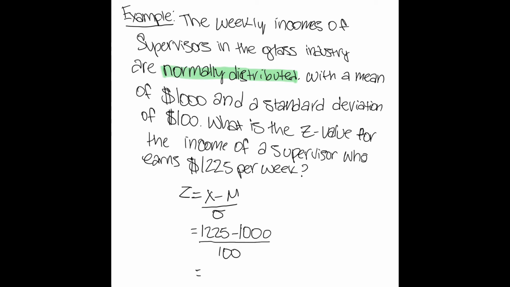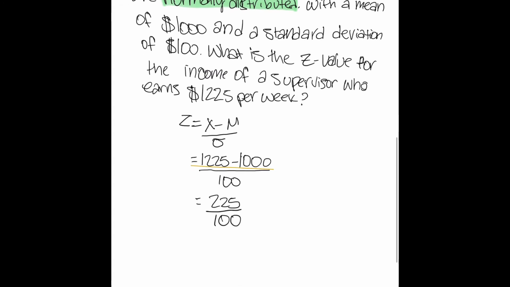Okay, so let's go ahead and solve that. So we're going to get 225 all over 100. And then if we plug that into our calculator, we get a z-score of 2.25. All right, so that is how we find the z-score.